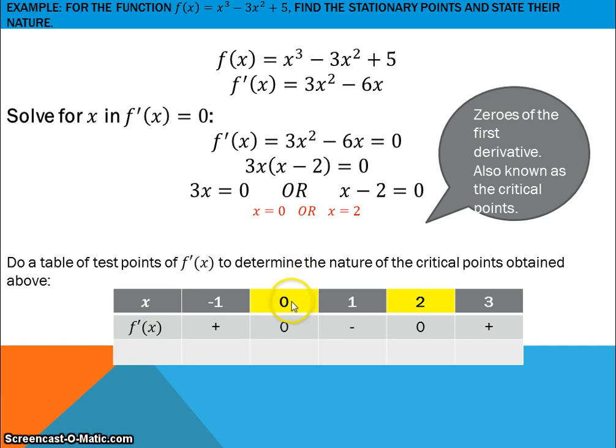So we use the critical points 0 and 2 and choose an x value on either side of these values and evaluate the first derivative to determine the sign. In the first case, if we have x equal to -1, it's a positive gradient, and then at 0 it will be horizontal to the x-axis. When x is equal to 1, we have a negative gradient, and at 2 it is horizontal to the x-axis, and at x is equal to 3 we have a positive gradient. Therefore it tells us that at 0 we have a maxima and at x is equal to 2 we have a minima.